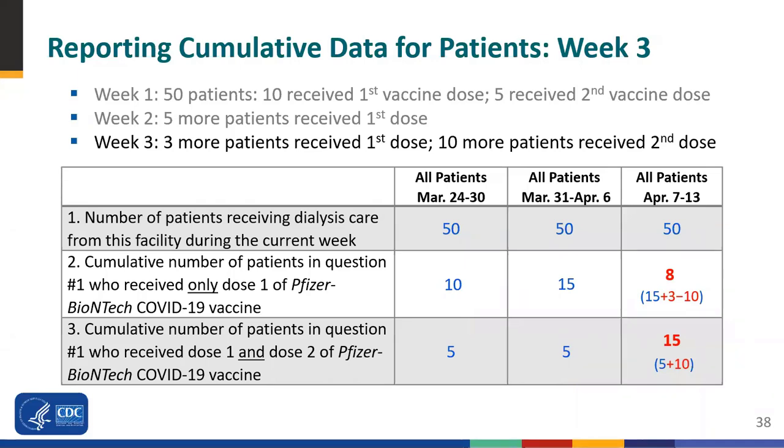So during the second week of reporting, 15 patients received dose 1 of the COVID-19 vaccine. Then 3 more patients received dose 1 of the COVID-19 vaccine during the third week. Of these 18 patients, 10 received their second dose of the vaccine during the third week. Therefore, this leaves us with 8 patients who have received only dose 1 of the COVID-19 vaccine by the end of the third week.